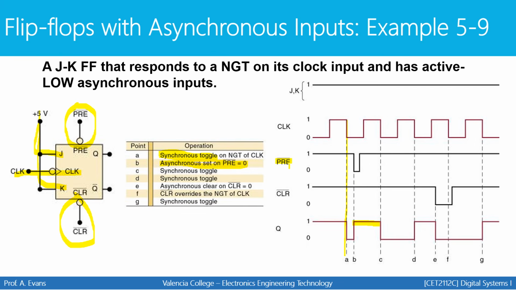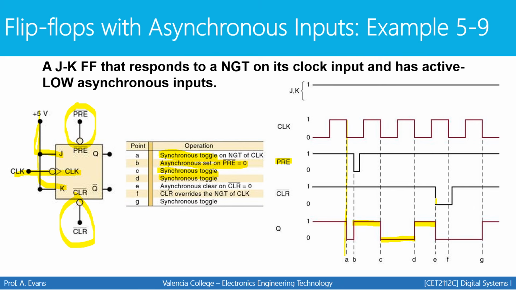It's an active low input. You have to supply a low to use that input. If I want to preset the flip-flop, I'm going to have to send a low, and that forces the output to be high. At point C, a negative transition on the clock occurs, and we'll have another toggle. Remember, J and K are always 1, so it's always going to toggle when the clock signal occurs. So at point C, we can see that toggle happening. At point D, we have another toggle. Here's our negative transition. We have another toggle.